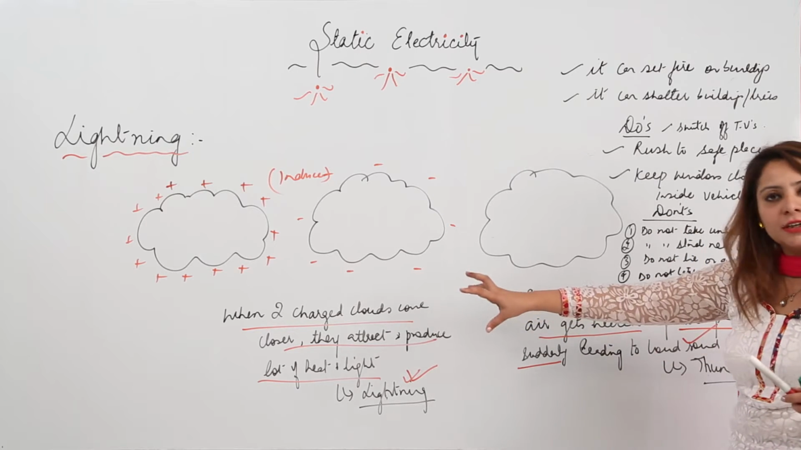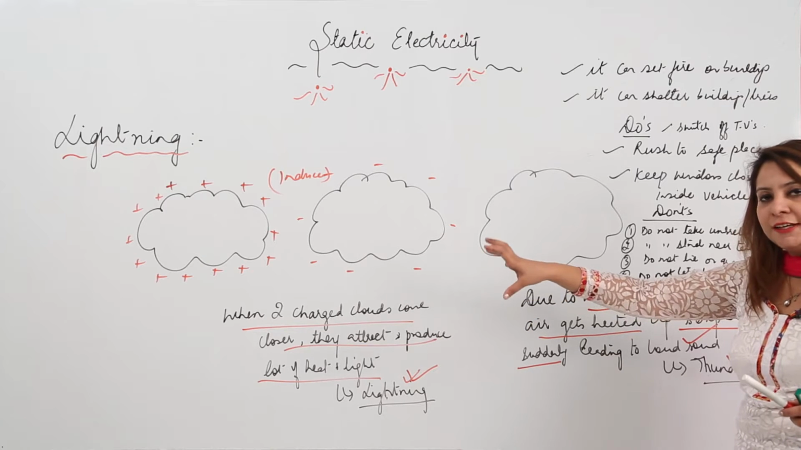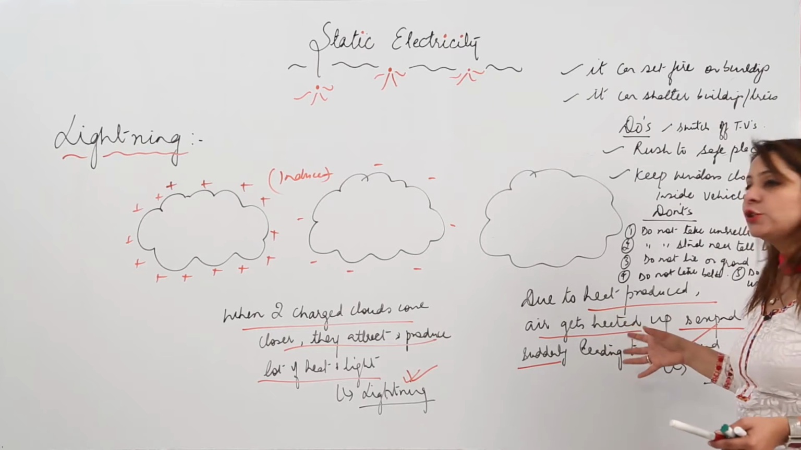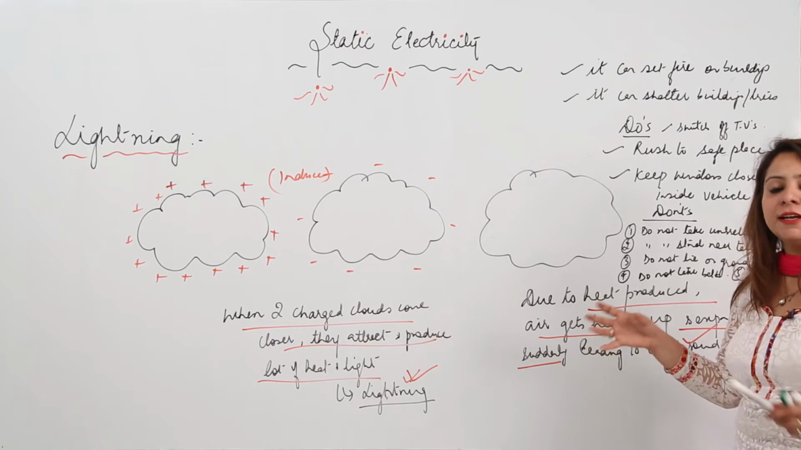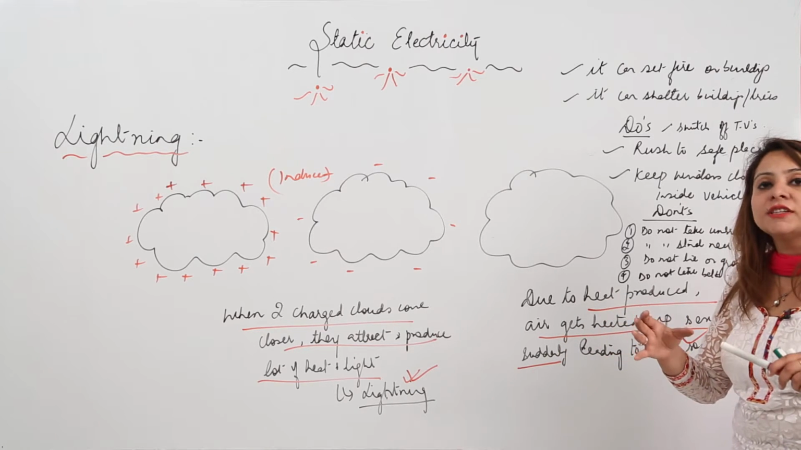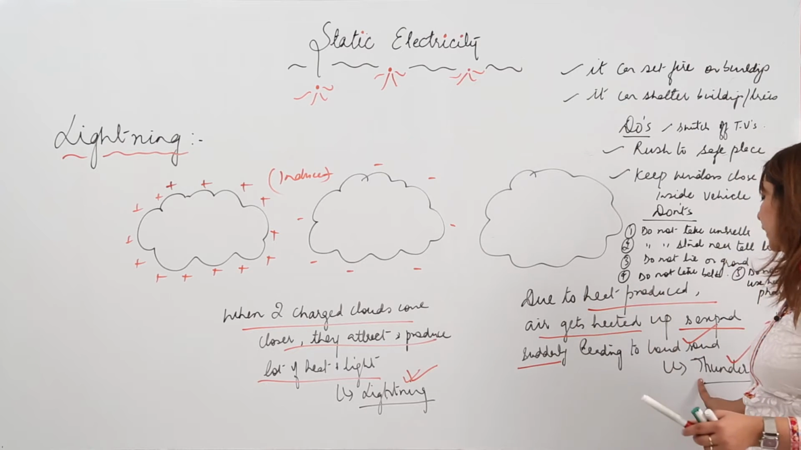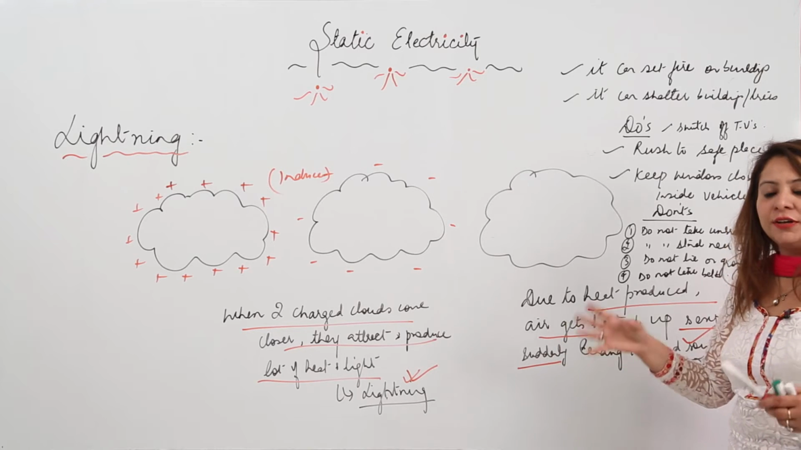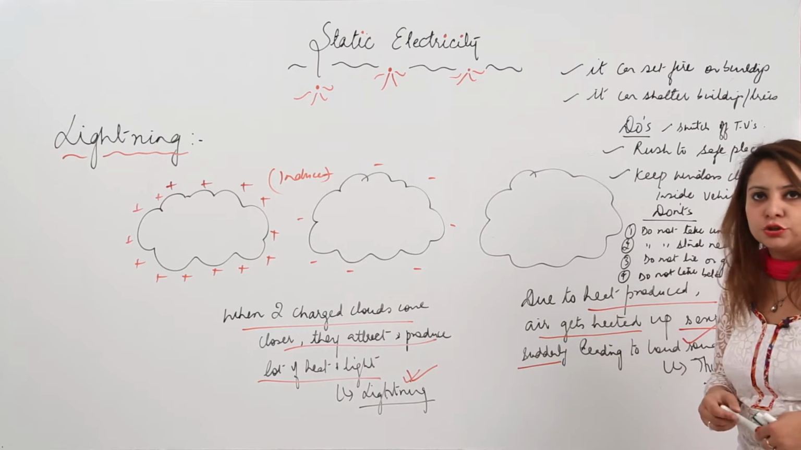So when oppositely charged clouds come closer, they attract and produce a lot of heat and light, which is lightning. And because of the lot of heat, the air gets heated and expands suddenly, causing a loud sound, which is the thunder. So this is what is happening during the lightning and the thundering, that is, during the thunderstorm.